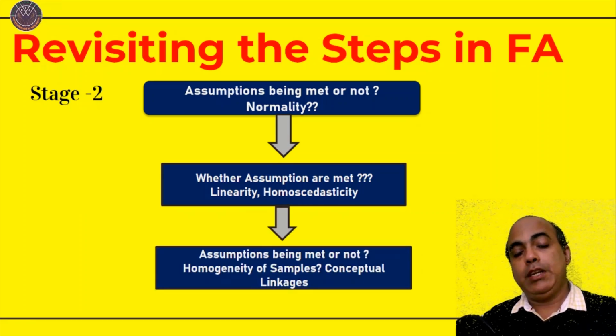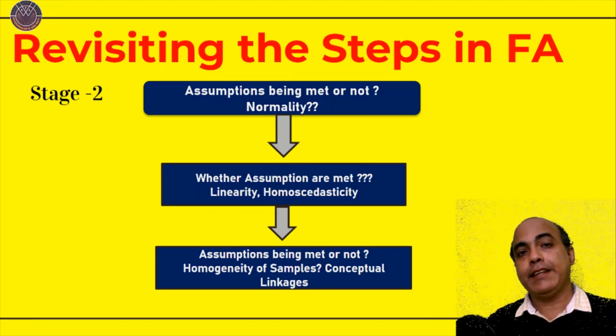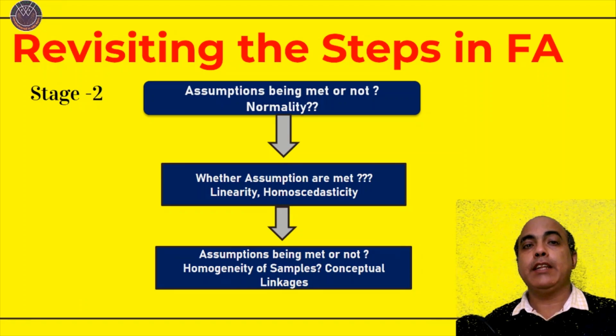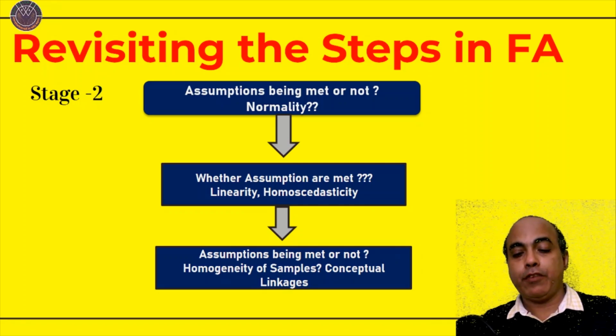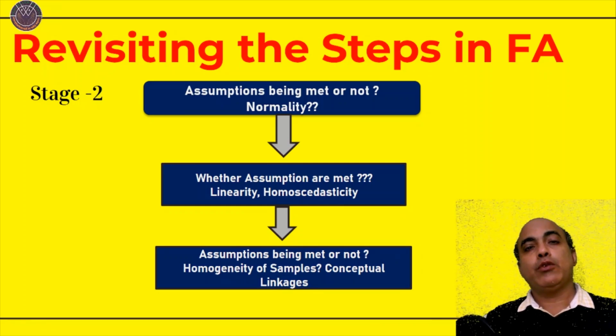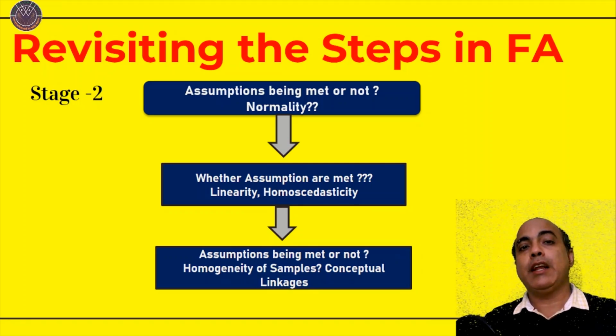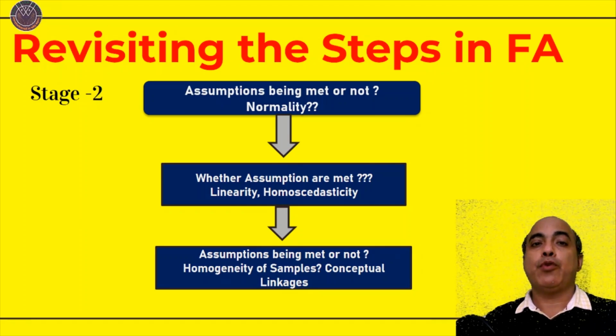Again, in the next condition, we have to see that the sample is a homogeneous sample. The sample from where we have collected the data should be homogeneous in nature, and there should be conceptual linkages among the variables. Whatever variables we are taking under consideration for factor analysis should be conceptually linked. So we test the condition of normality and linearity. We also see whether the sample from where the data is collected is homogeneous or not, and that there are conceptual linkages between the set of variables. This is the second stage of performing factor analysis.